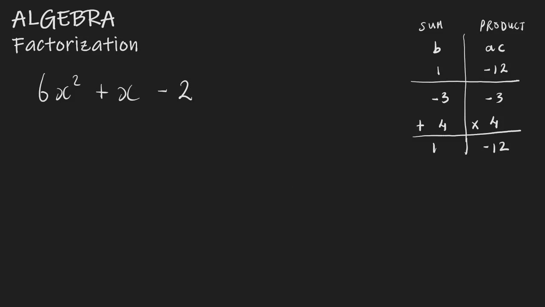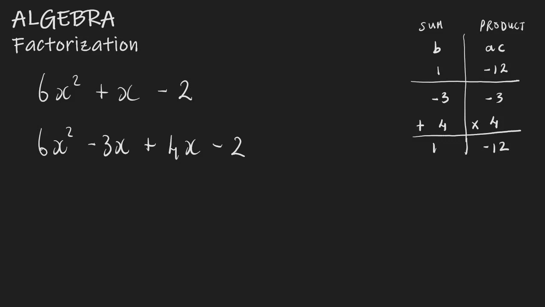Now that we have our factor pair, we can now replace our x term. So we get 6x squared minus 3x plus 4x minus 2. Here we see that minus 3x plus 4x will give us back our positive x term. We shall now factorize the first pair and the second pair separately.